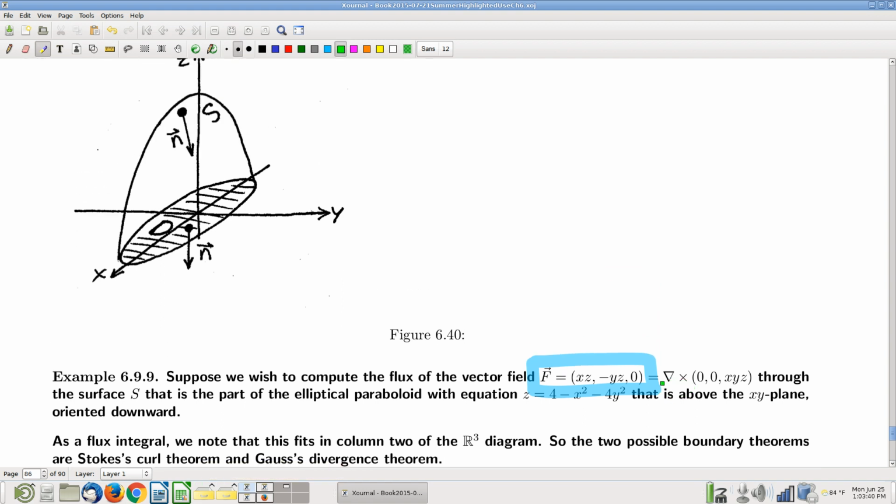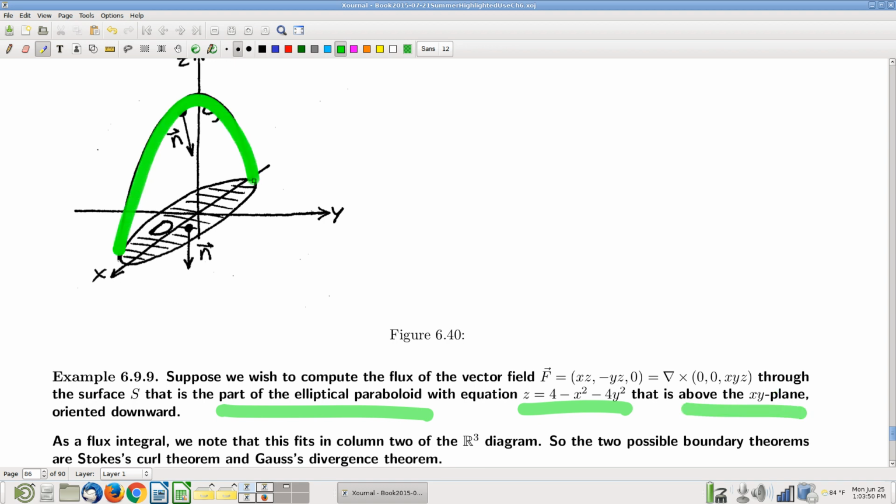Now let's see, what was the question actually? The question said compute the flux. Our surface is the part of the elliptical paraboloid with that equation that's above the xy plane. Now y'all might recall we did one kind of like this in a couple lectures back, Wednesday or Thursday, I forget exactly which one. So there's our surface. And now, very importantly, just the part above the xy plane, right? Not the whole thing going down.